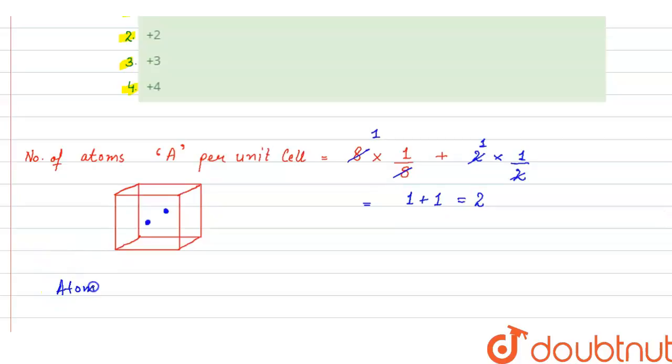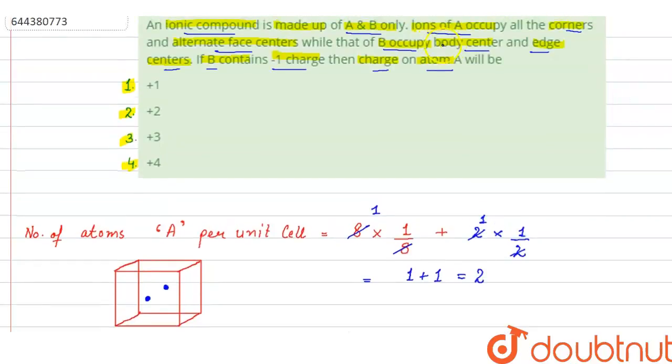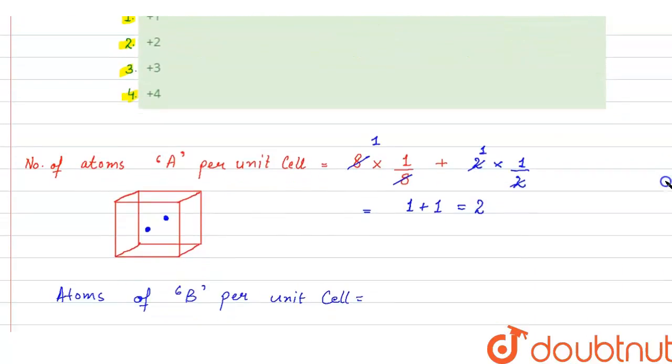Atoms of B per unit cell. So B is present at the body center. Body center means at the center of the cubic unit cell. Right. So we have one center, and its contribution is also 1, because if a particle is present at the center of unit cell, it is shared by only that unit cell. So its contribution is 1.